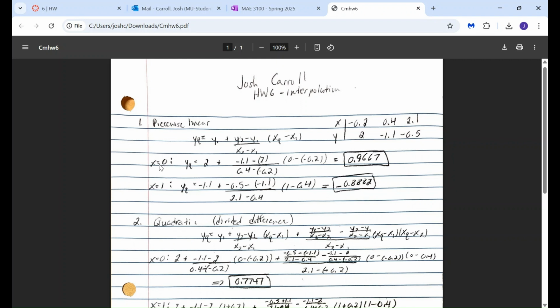So x equals 0 is going to be our x query, and x equals 1 is going to be our x query for our second one. So I'll just go through this one real quick. Same formula. We chose our y1 is this, our y2 is this, because our query value for x falls in between these two, which means this is going to be our x1, y1, and this is going to be our x2, y2. And our query sits right in the middle.